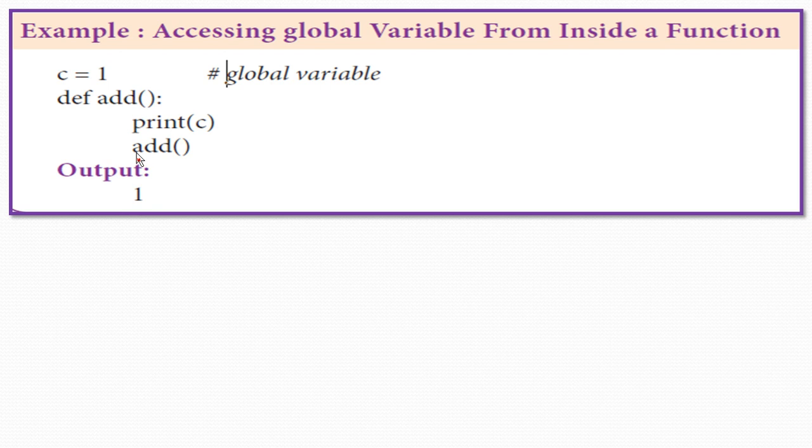Here the placement of add is in front of the def function. Add is indented here, with no indentation placed here. So add must be here. This is the example for the global variable. Here c is declared outside the function, so this is called a global variable. So it has a global scope.